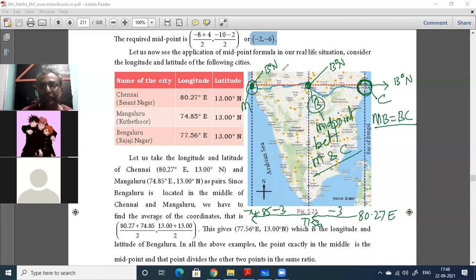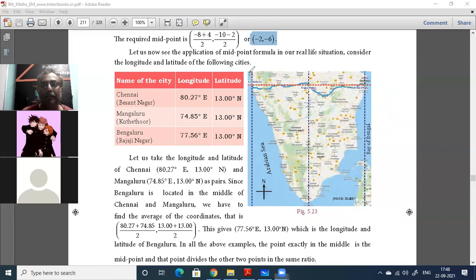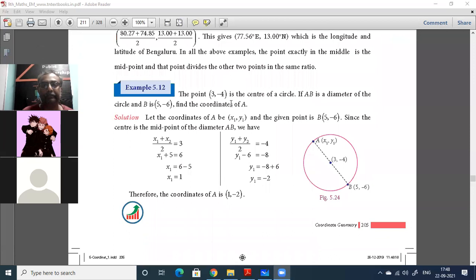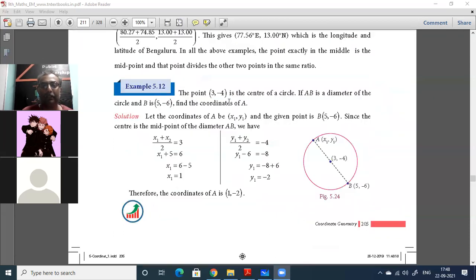Anyway, that is all not necessary. We can go ahead and do our examples. The point (3, -4) is the center of a circle. Let us do it on the whiteboard itself.